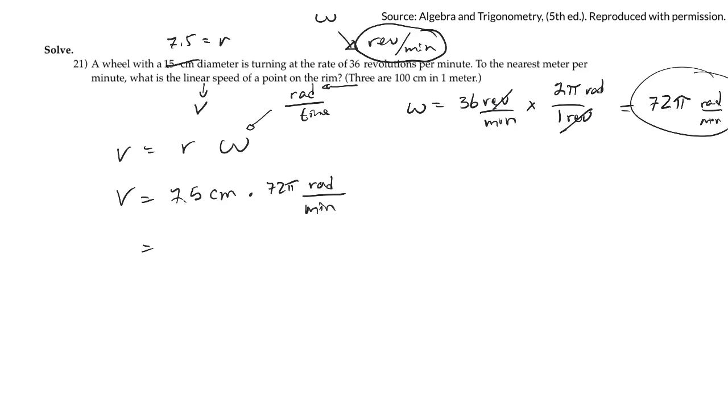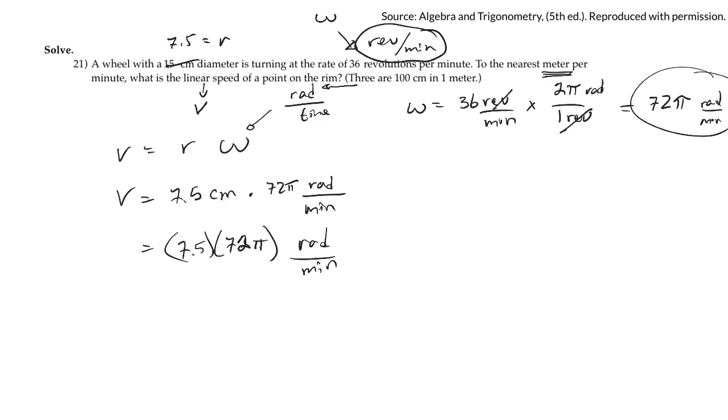Okay, so if I multiply 72 pi times 7.5, I don't have my calculator with me. You can do that. 72 pi, and that'll be radians per minute. So 3 times 210 times 7, I don't know, 1400 or something, 1500, 1600. Now, they do want to know what the speed is in meters per minute.